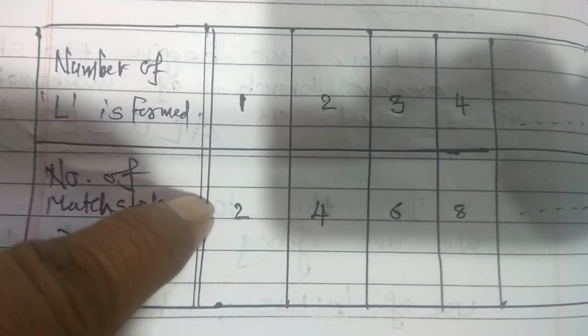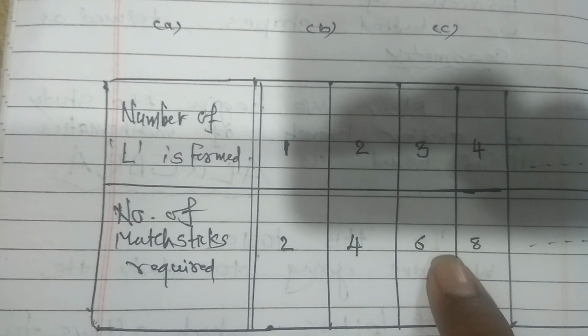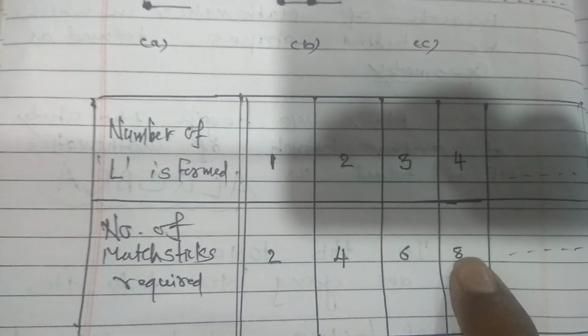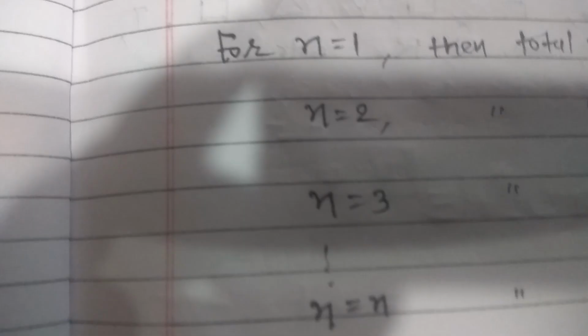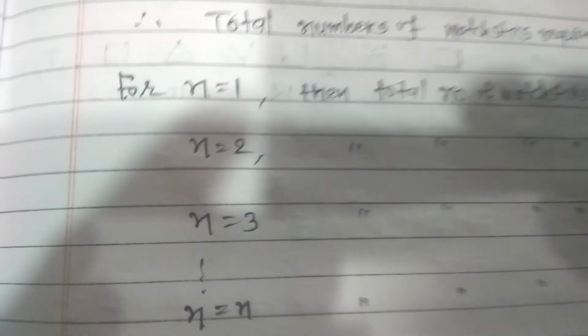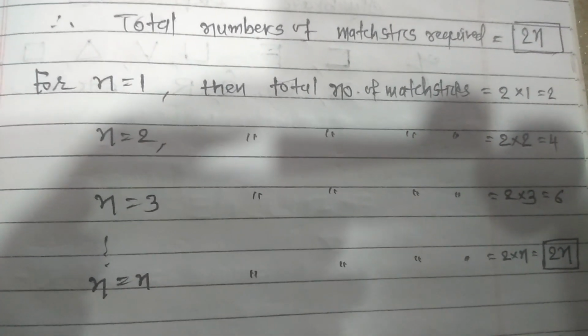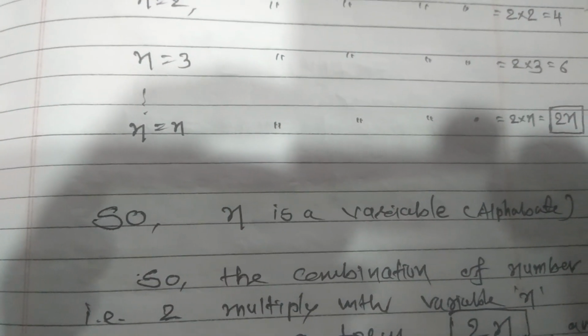And now you observe this pattern. This pattern has formed: look, if there is 1L then there are 2 matchsticks, if there are 2L then 2 into 2. 2 ones are 2, 2 twos are 4, 2 threes are 6, 2 fours are 8, right? That's why I am writing here 2 into n. So it becomes a multiple of 2, right? And in this 2 into n, n is a variable, that is an alphabet.